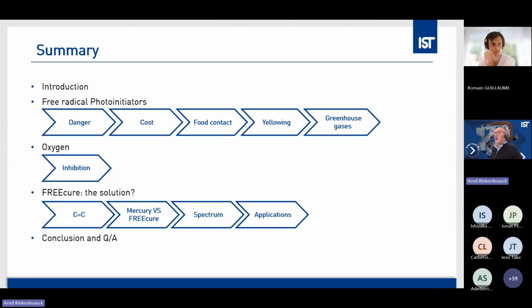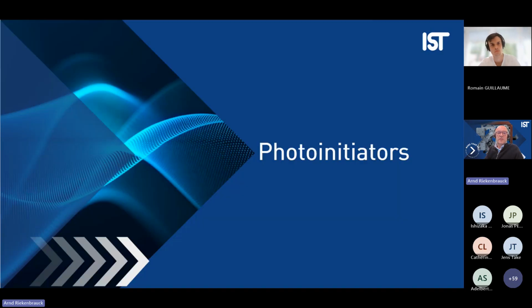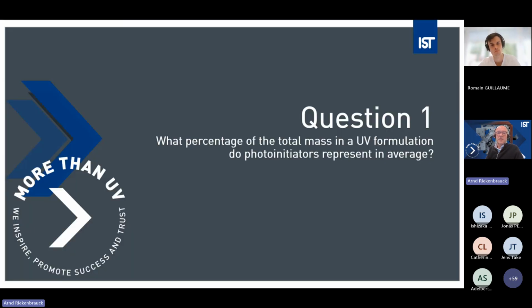The applications, I will give you some information about applications we covered where we supplied the FREEcure technology. And yeah, let's start with the topic of the photoinitiators. And here comes our first question. What do you think, what percentage of the total mass in a UV formulation do photoinitiators represent on average?